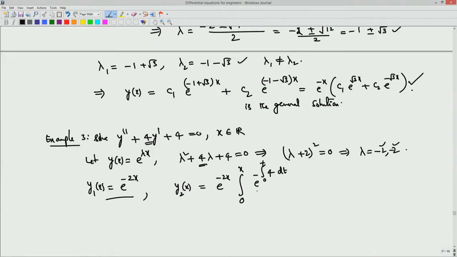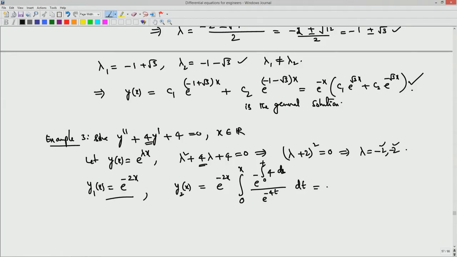dt divided by (y1(t))². So y1(t) is e^(-2t), so its square is e^(-4t), dt. So, this is your second solution from the earlier formula.